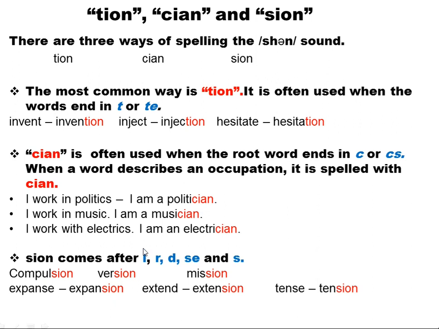sion comes after L, R, D, SE and S. See, compulsion. After L, sion. After R, sion, version. After S, sion, mission. Expand, expansion, SE here, expansion. Extend, D, extension. Tense, SE, tension. These are the ways that we add tion, cian and sion.